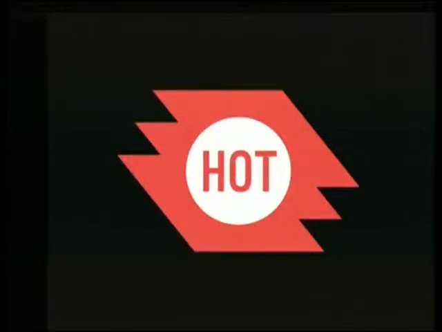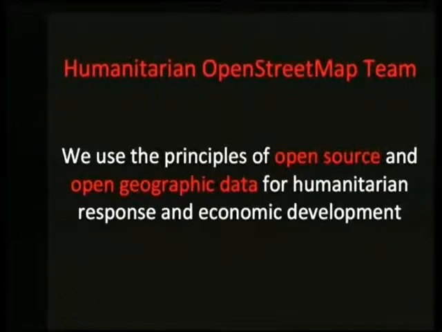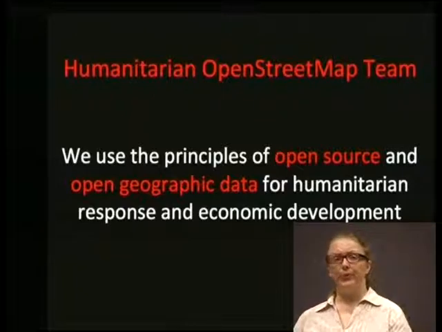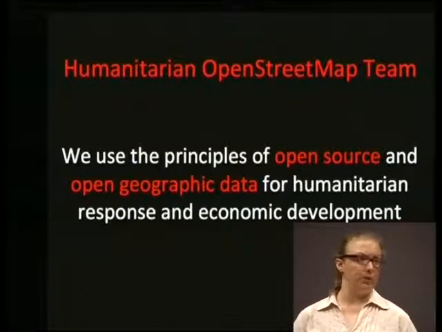So now I'm going to talk more specifically about HOT, and it's the same idea, that most mapping data and maps that you think are free are not, or in some parts of the world, they don't exist at all. So we use open source and open data to respond to disasters, to prepare for disasters, and also work in the realm of economic development as well. And I'm going to go through some of our projects and the types of things we do.